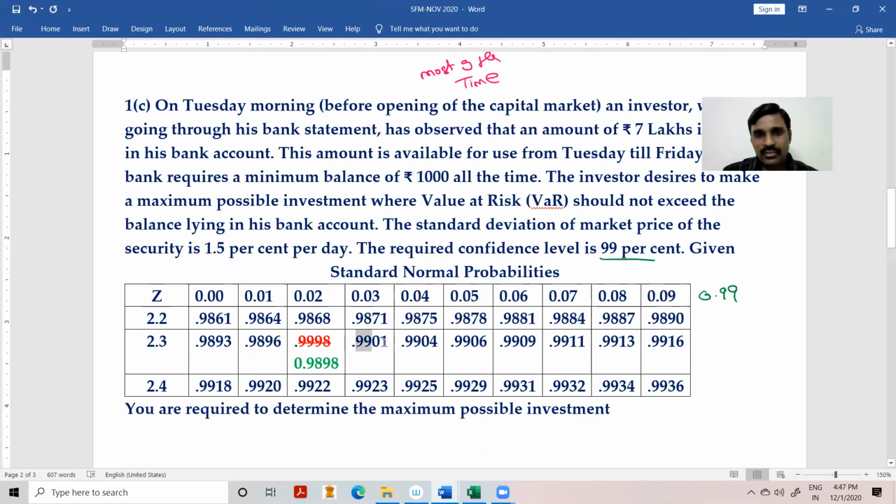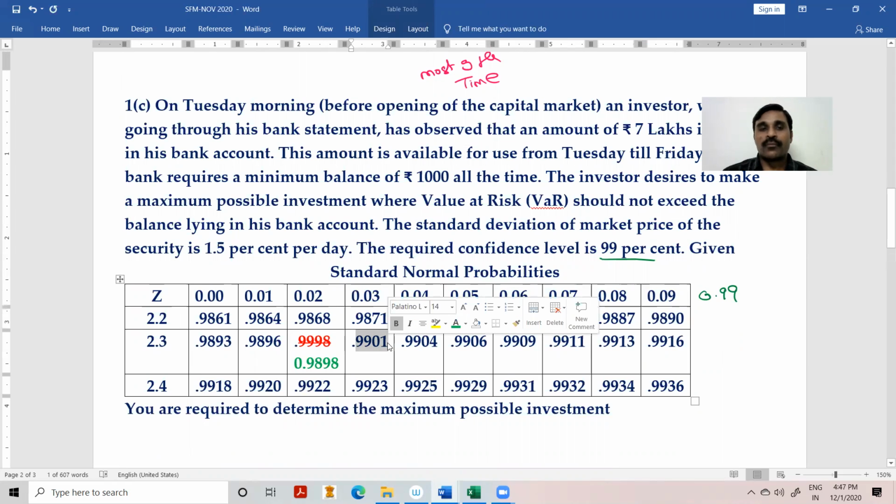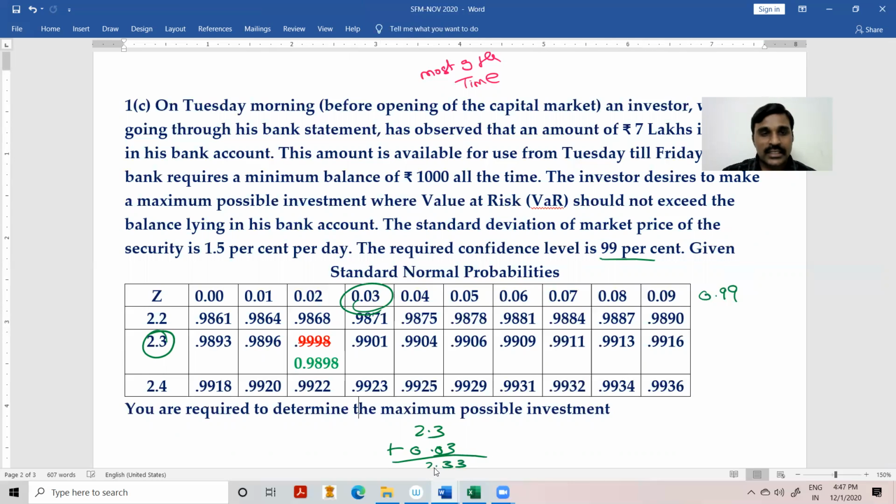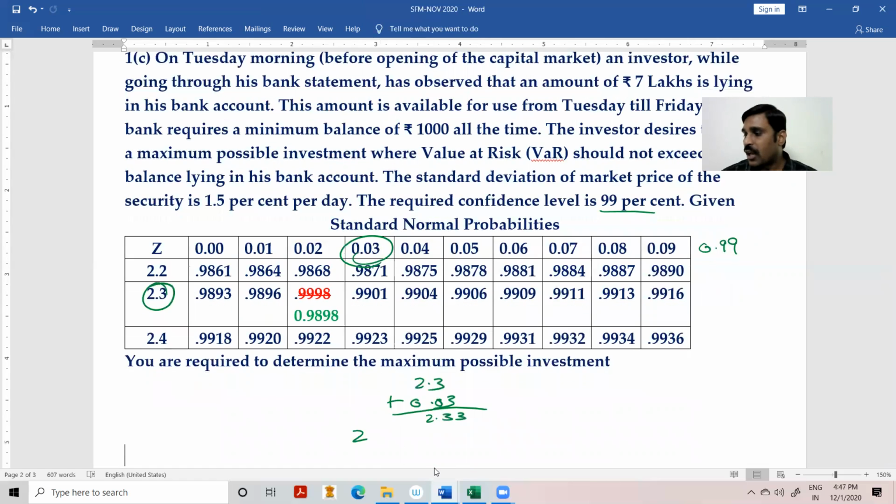Okay, I am taking this figure average 0.9901. That means it is from 2.3 plus 0.03, that will be 2.33. This is the Z score. In the previous exam problems we have seen, wherever value at risk is asked, they have straight away given this Z score.